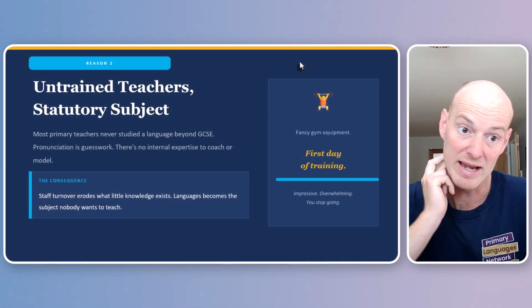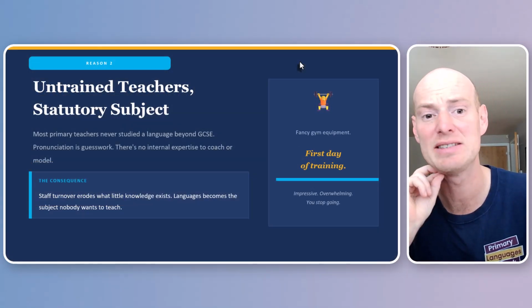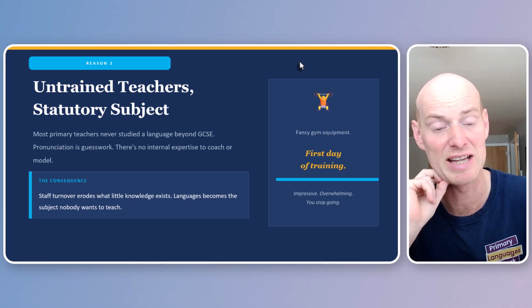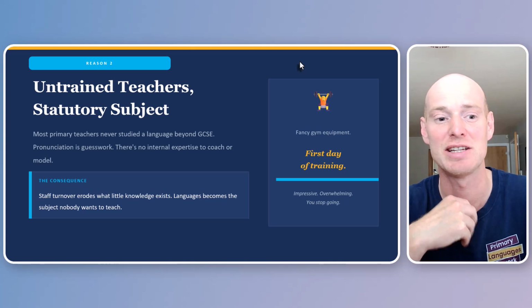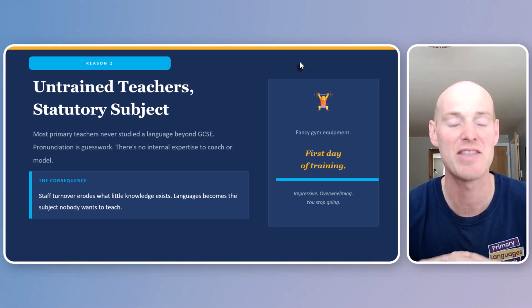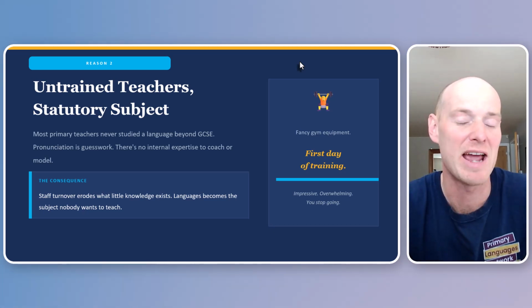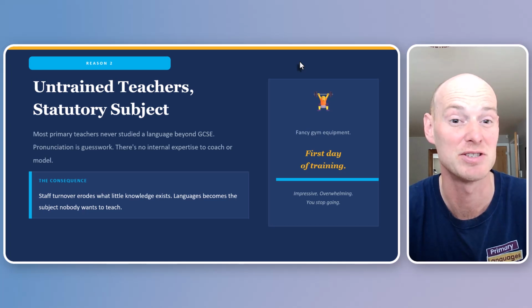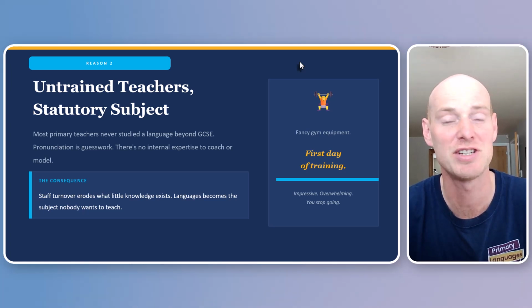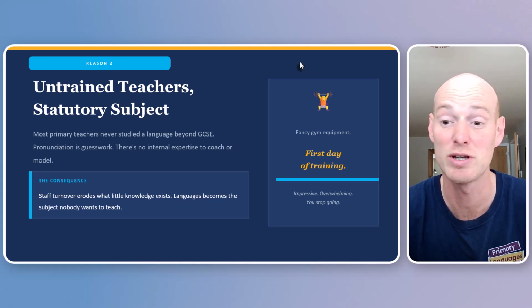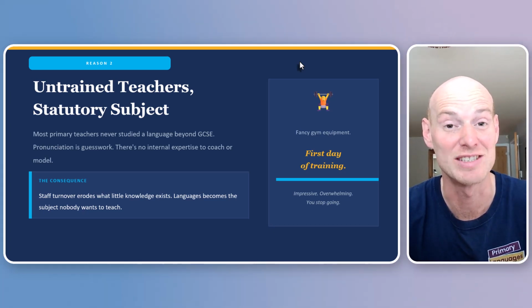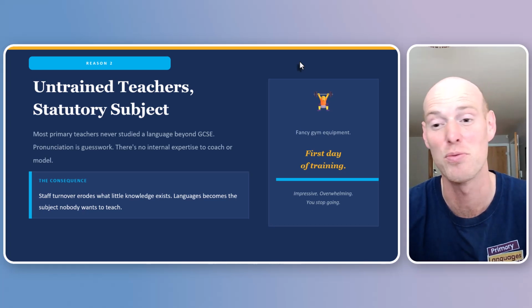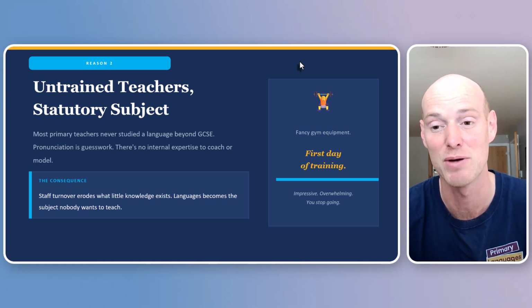Reason number two is untrained teachers, and it's a statutory subject. Most primary teachers never studied a language beyond GCSE. We've noticed about 85% of teachers in primary schools are non-specialist teachers. So pronunciation is just guesswork, and there's no internal expertise to coach or model. The consequence is staff turnover erodes what little knowledge exists. So languages becomes a subject nobody wants to teach or coordinate in most cases.